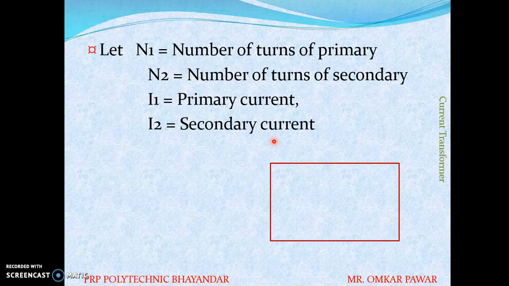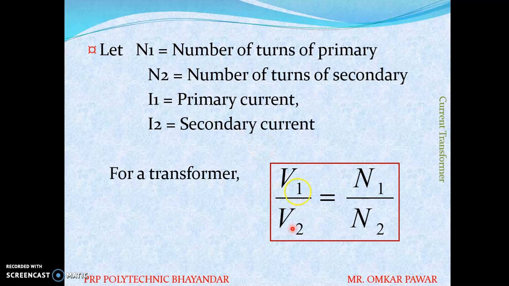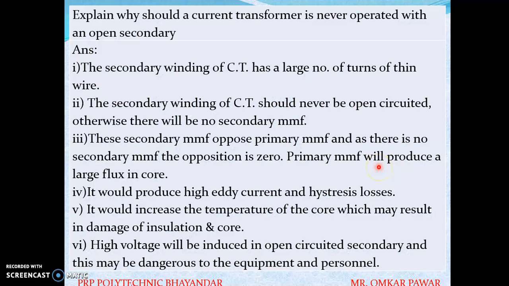So let N1 be the number of turns in primary, N2 be the number of turns in secondary. I1 is equal to primary current and I2 is equal to secondary current. So for a transformer, V1 by V2 is equal to N1 by N2.